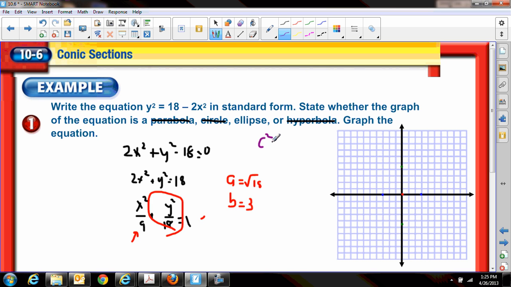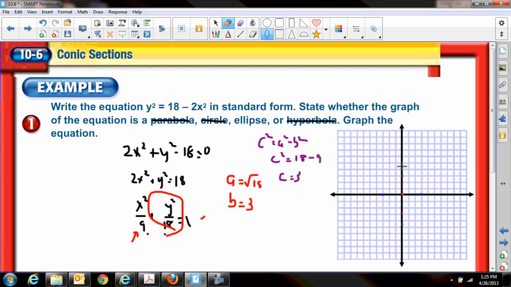And remember, c squared we find by taking a squared minus b squared. A squared minus b squared is 18 minus 9. Keep in mind, this is b squared, this is a squared. A is always the bigger number in the ellipse, which means c squared is 9 and c has to be 3. So the foci are located 3 units away from your center, there and there. And I can now draw my ellipse.